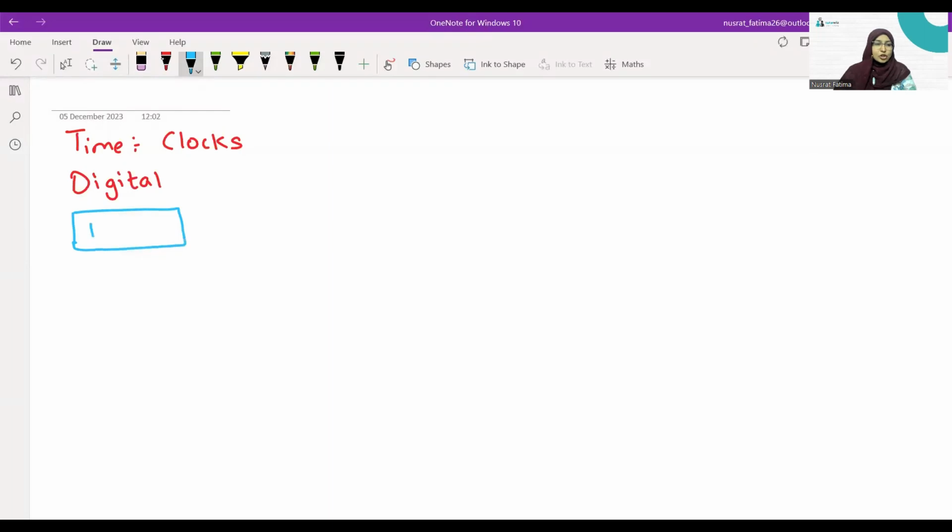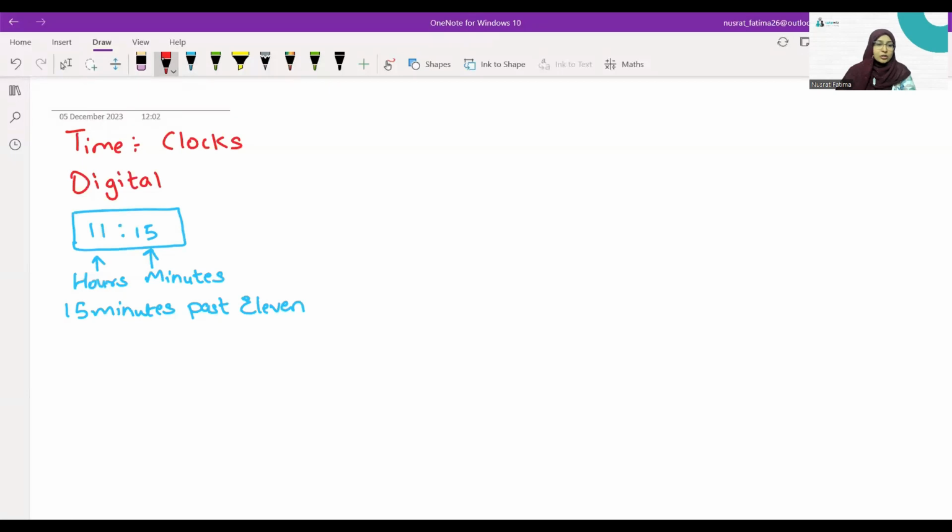And the time shown may be written in this way. The first number indicates the number of hours, and the second number here indicates the minutes that have been passed. So, how do you read this as 11:15? That means 15 minutes past 11.